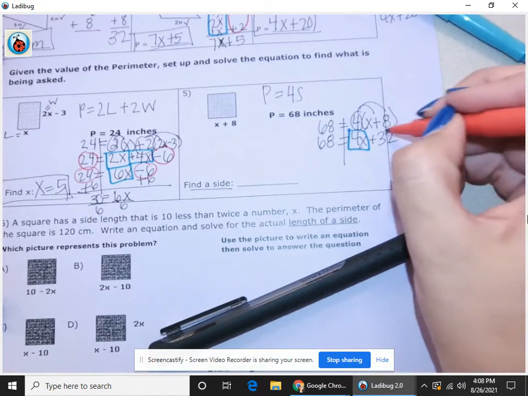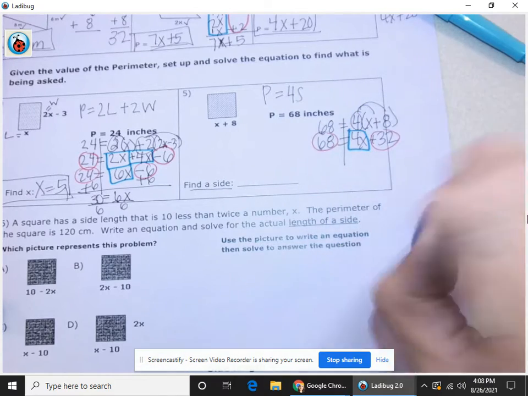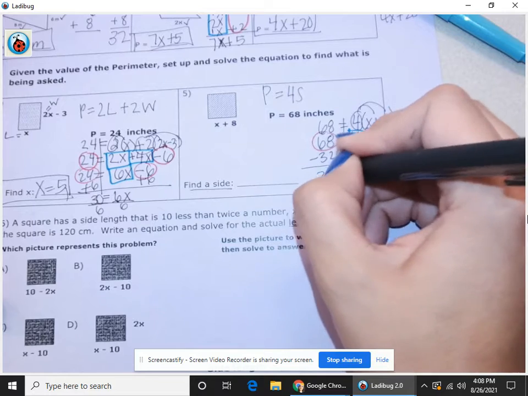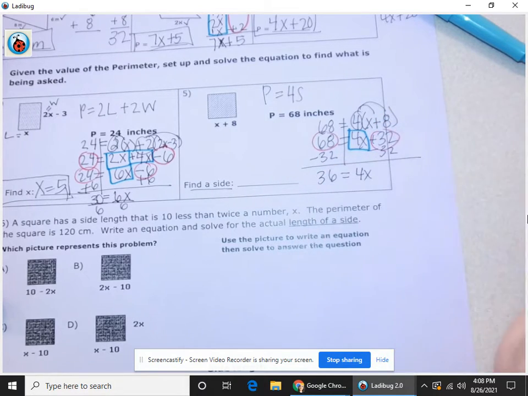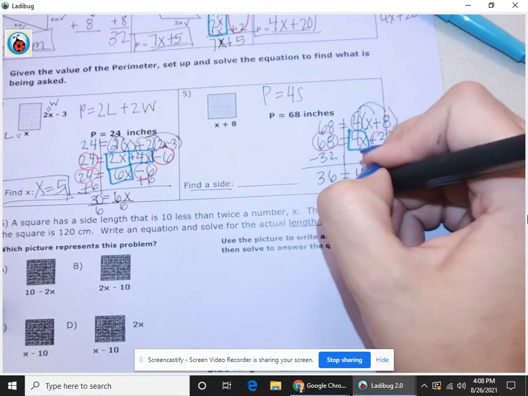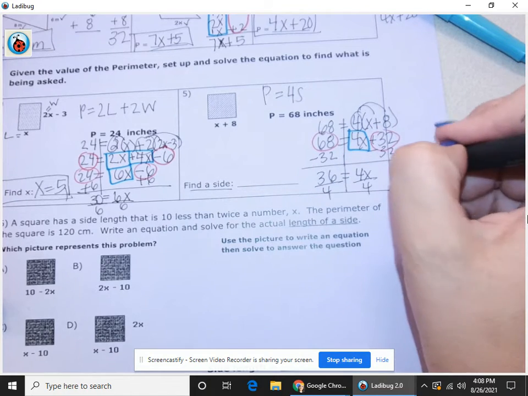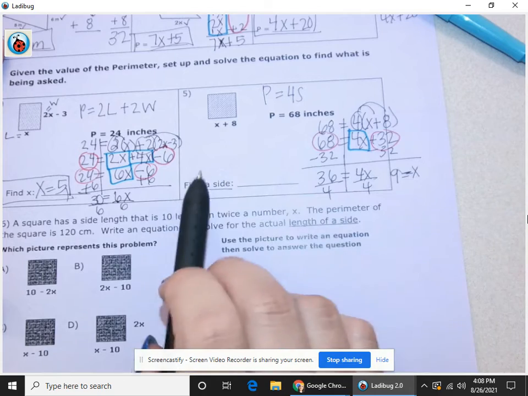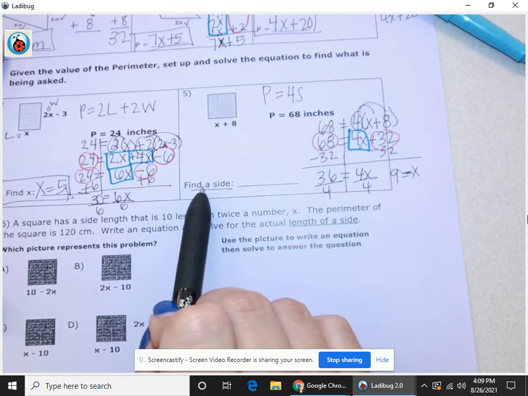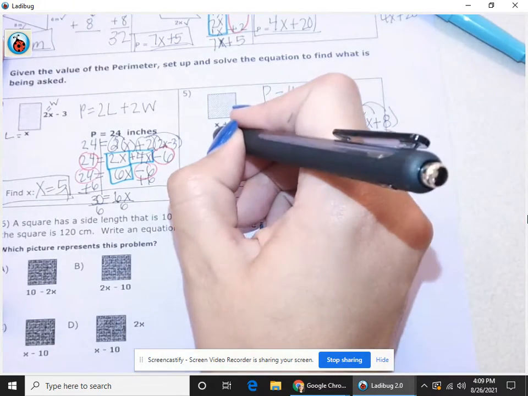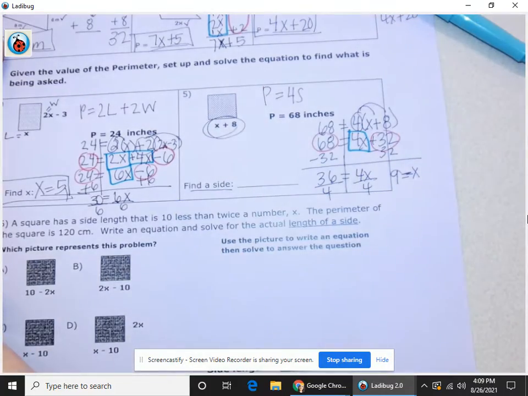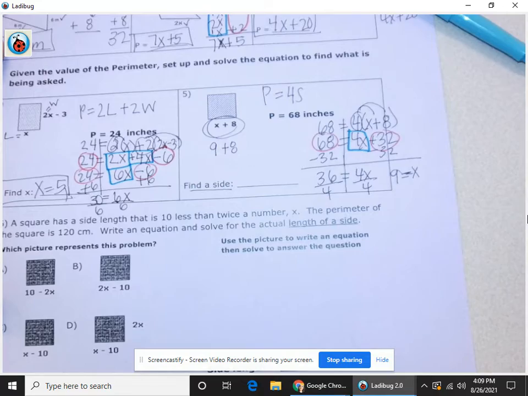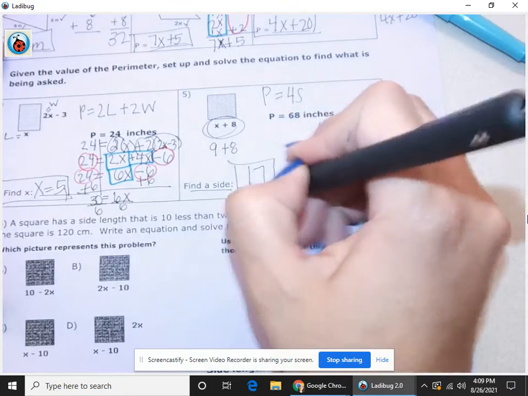I need to get my like terms on the same side, so I'm going to subtract 32. I get 36 equals 4X, and I'm going to divide by 4 to get X equals 9. Now here's the thing, I've got X, but it's asking to find the side. So because I know X now, and my side length is here, I can say, well, 9 plus 8 must be my side length, which is 17.